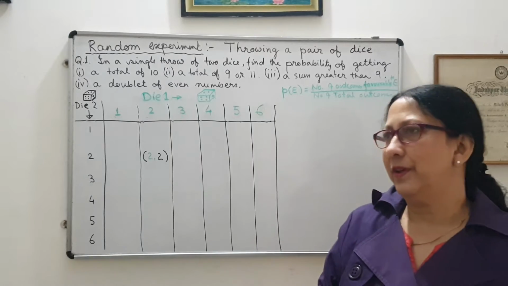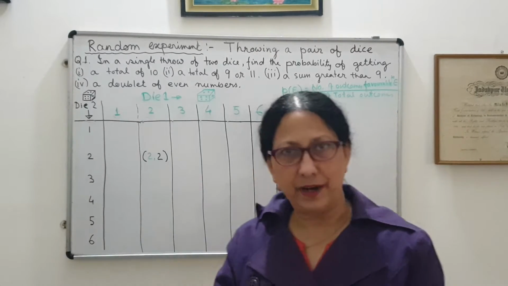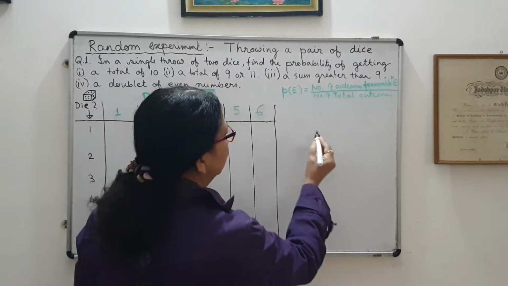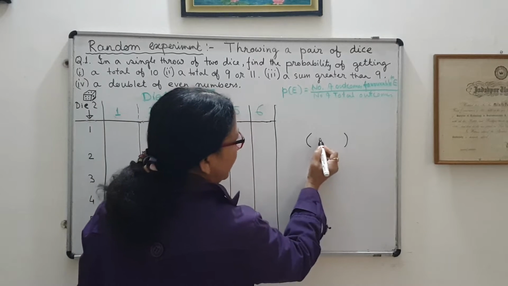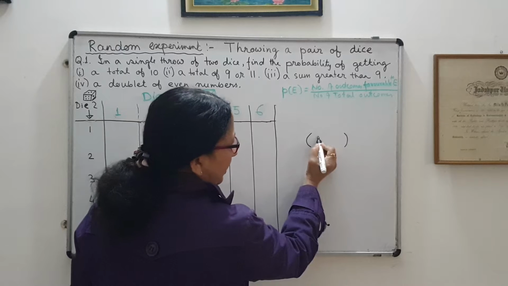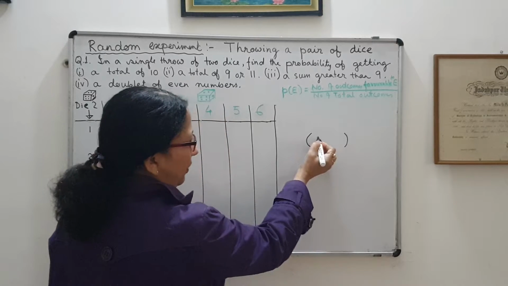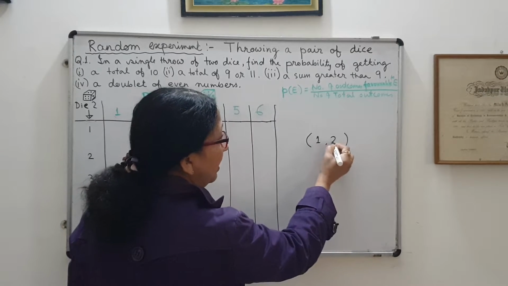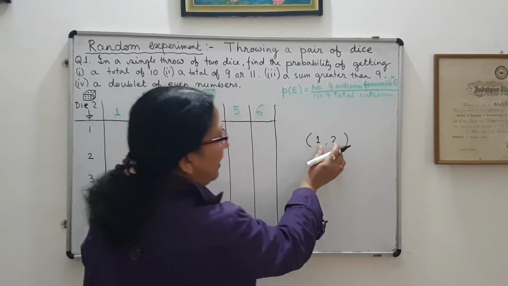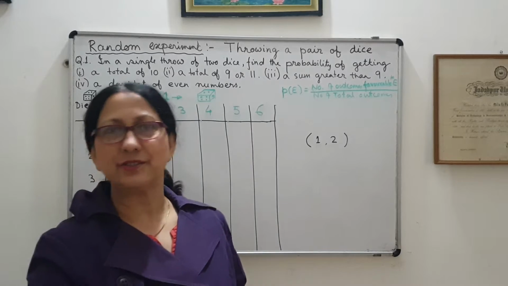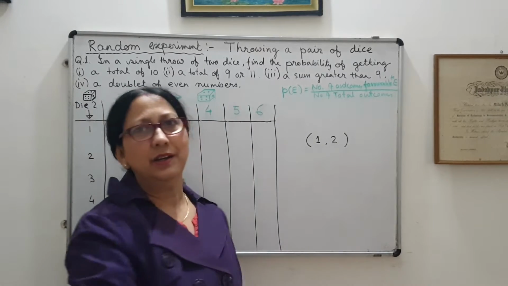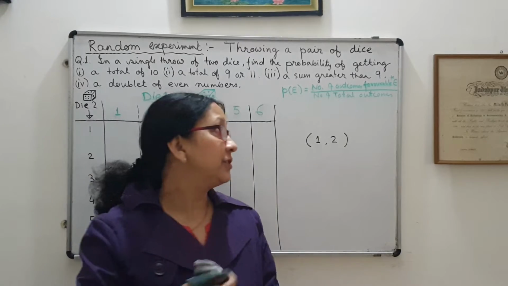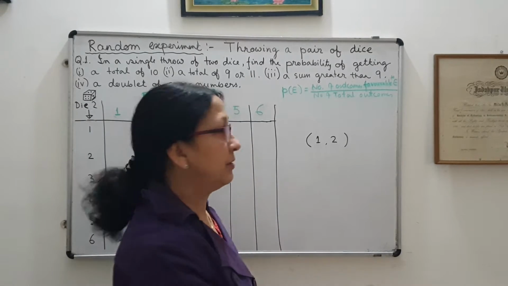The outcome will be a pair of numbers like this. The first number will be from the outcome of the first die, and the second number will be the outcome of the second die. So a pair of numbers, or ordered pair as it is sometimes known, will be our outcome in each trial or in each throw of a pair of dice.